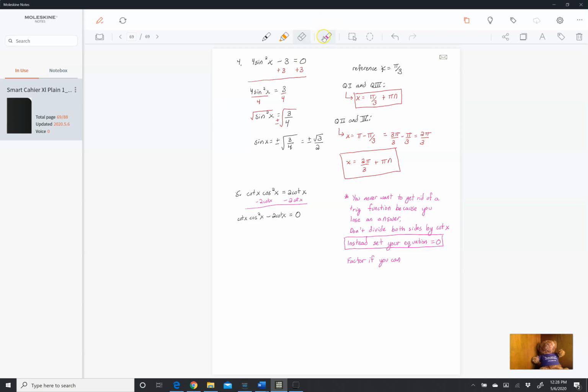Okay, cotangent of x is in both terms, so we pull it out. And what are we left with? Cosine squared x minus 2. And now it doesn't matter that we have 2 different trig functions, because we can use the 0 property. We can set each factor equal to 0. So either cotangent of x equals 0, or cosine squared x minus 2 is equal to 0. Okay, now we solve each equation. This is the 0 property.